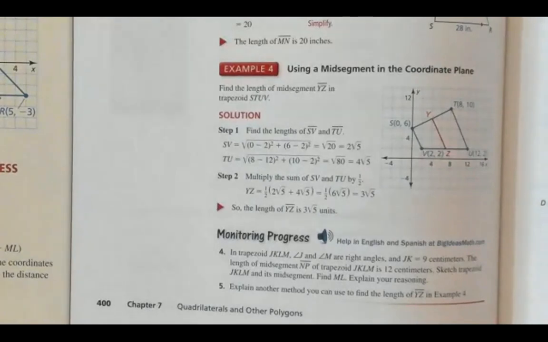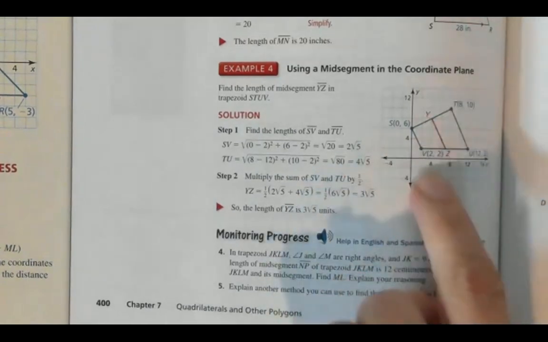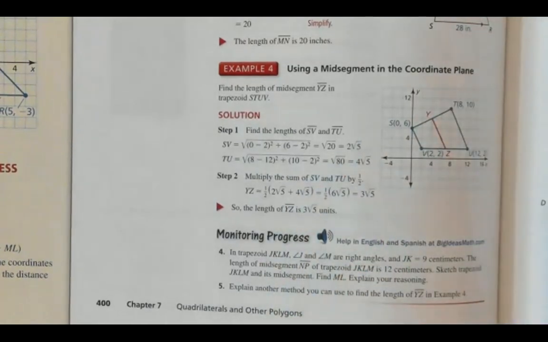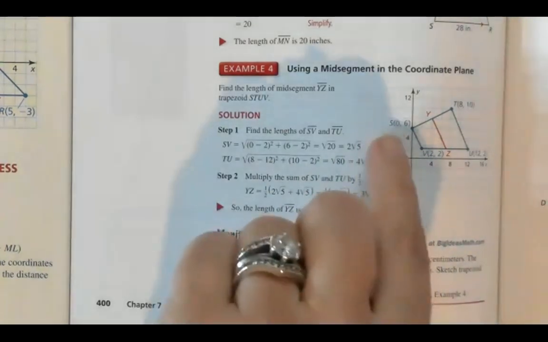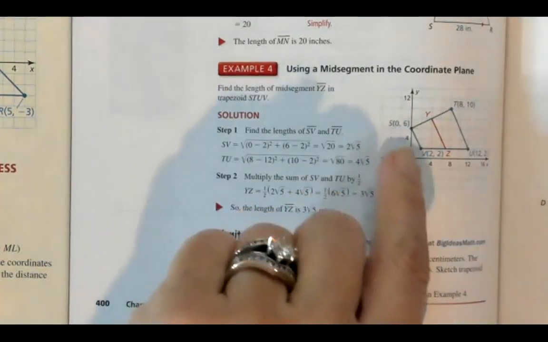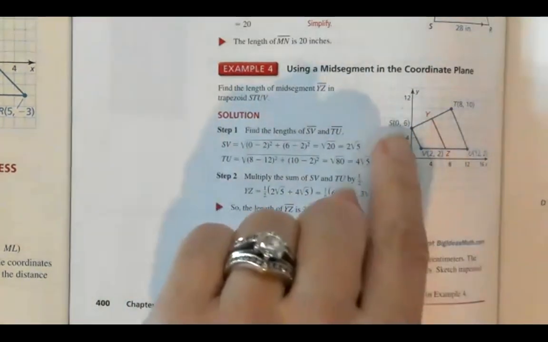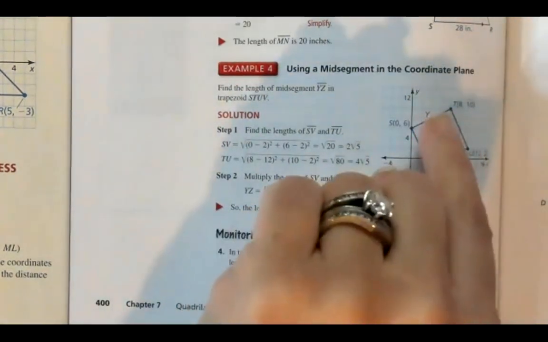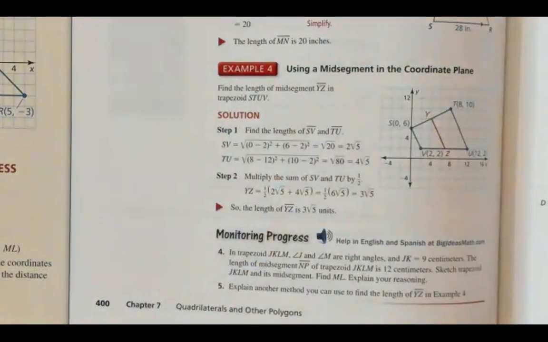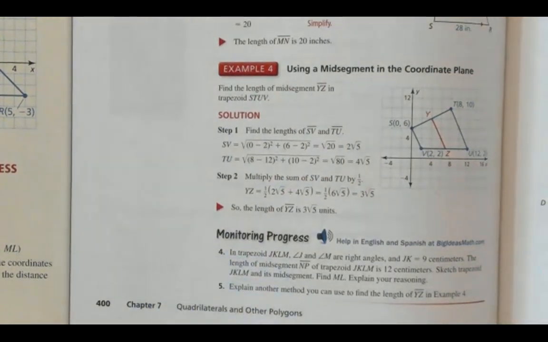All right, so if we're going to find the mid-segment in a coordinate plane, this is what you do. They've given us this trapezoid. First, we need to make sure it's a trapezoid, okay? So we're going to make sure that SV is parallel to TU, and we're going to do that by showing that the slope of SV is congruent to the slope of TU. After we know that it's a trapezoid, we're going to find where to draw the mid-segment.